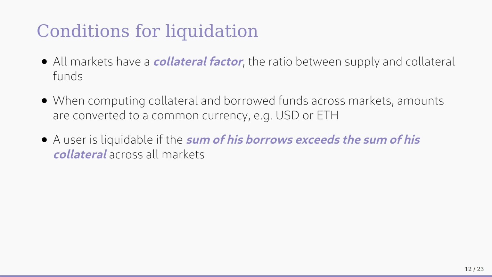A user is liquidable if the sum of all his borrows exceeds the sum of all his collaterals across all markets. For example, if I provide the equivalent of 100 USD in a market and I borrow 75 USD and the collateral factor is 0.75, I will have the exact minimum collateral provided. If there were a price movement which would make my supplied amount slightly less, then I would fall below this threshold and become liquidable.